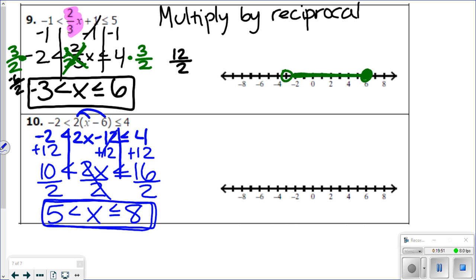So we have an open circle at 5, closed circle at 8, and we need all x values in between these in the middle, so we're going to shade to connect them. And we're done. Good job.